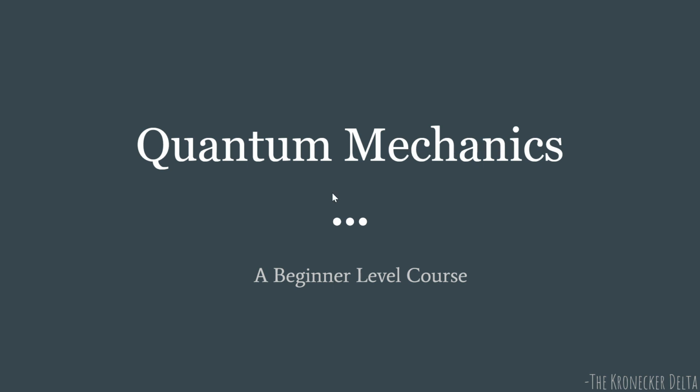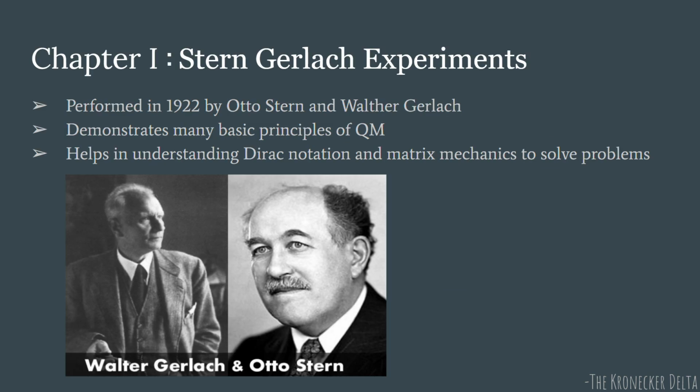This is quantum mechanics for a beginner level course. We begin with Stern-Gerlach experiments. It was performed in 1922 by Otto Stern and Walter Gerlach. Stern-Gerlach experiments demonstrate that measurements on quantum particles are not always as certain as we might expect.